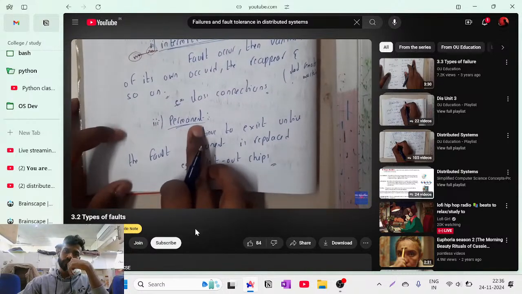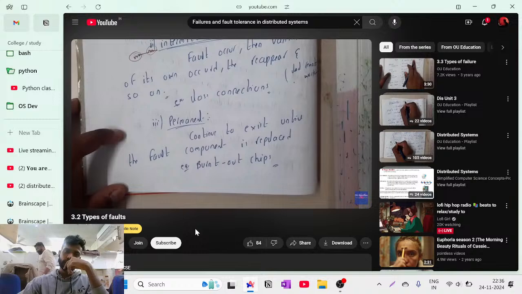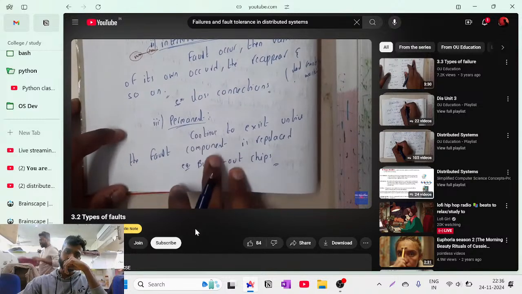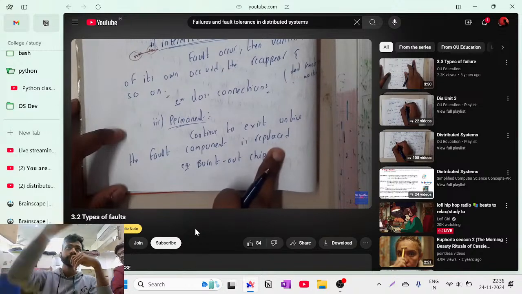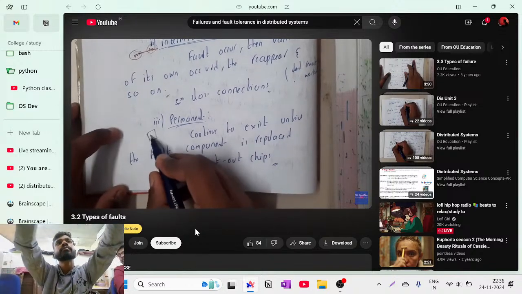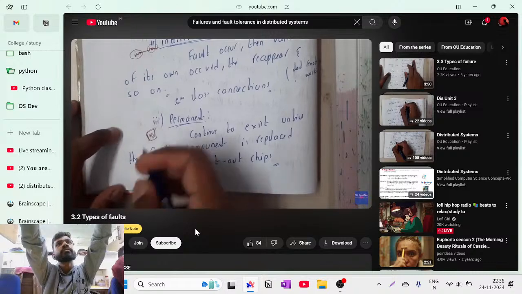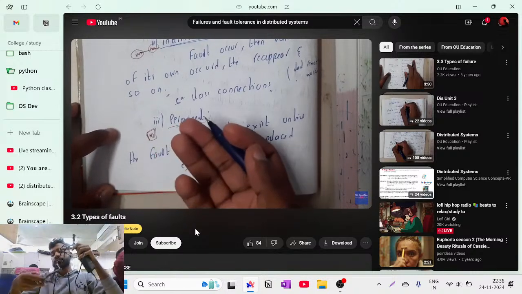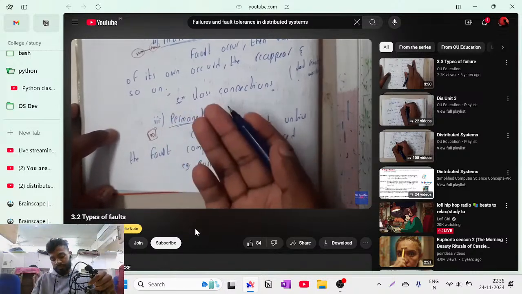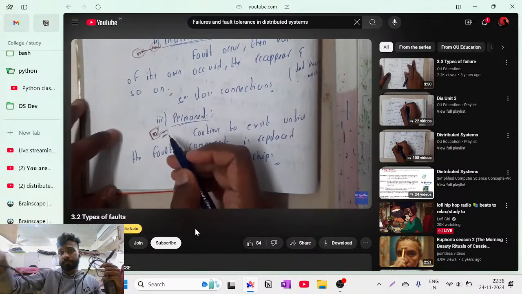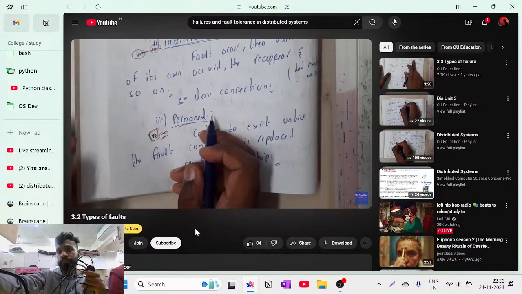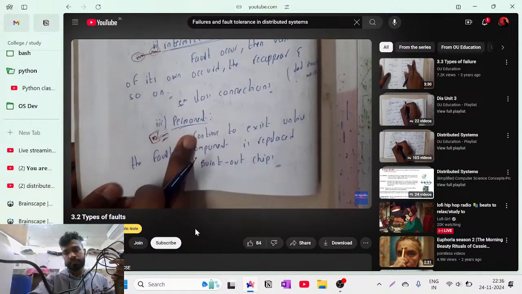Then permanent faults. Permanent faults are ones where you need to replace the component. They continue to exist until the faulty component is repaired. Assume that the processor in your system has been damaged. There's no chance that your system will run now. If your RAM is damaged, it could still run. But if the processor, some kind of main component, is damaged, you cannot run the system, or you can't even turn on the system, guys. That is nothing but a permanent fault.